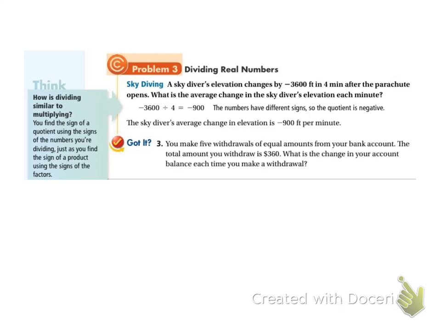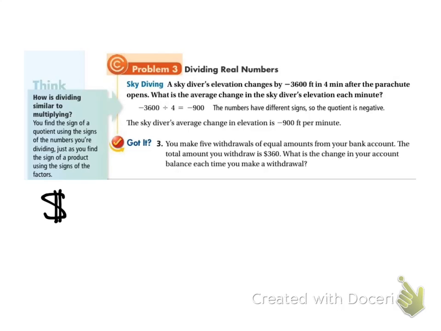Okay, let's try our got it problem here. You make 5 withdrawals of equal amounts from your bank account. The total amount you withdraw is $360. What is the change in your bank account balance each time you make a withdrawal?